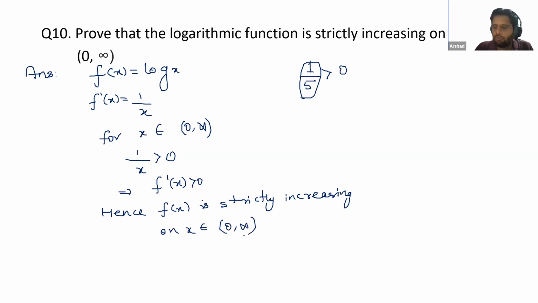Okay, so we will end our class. I hope you now understood the method. So this week, please complete the assignment. Please complete the increasing and decreasing first. After that, do the rate of change of quantities.